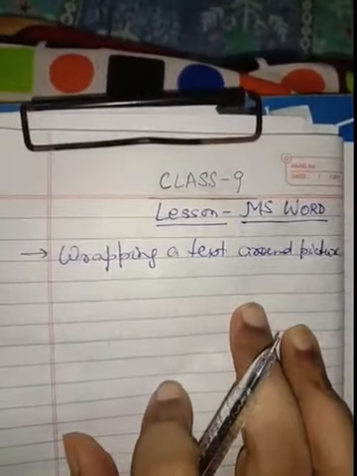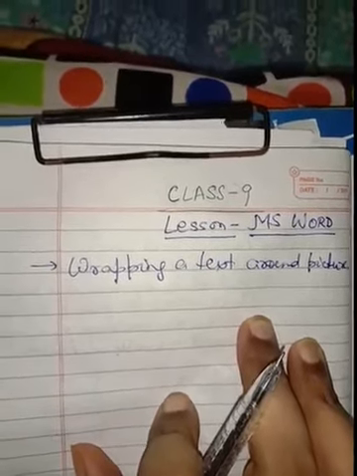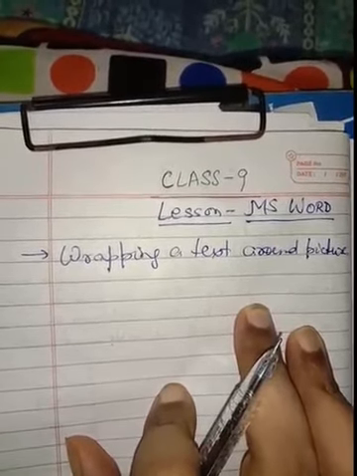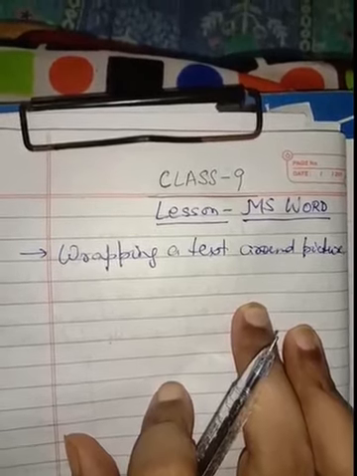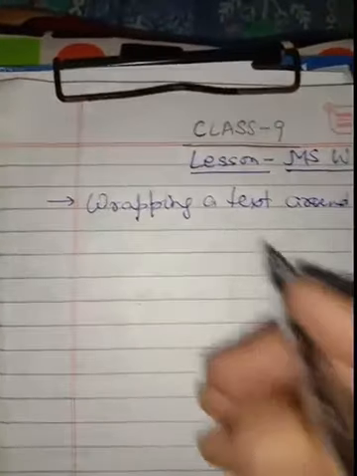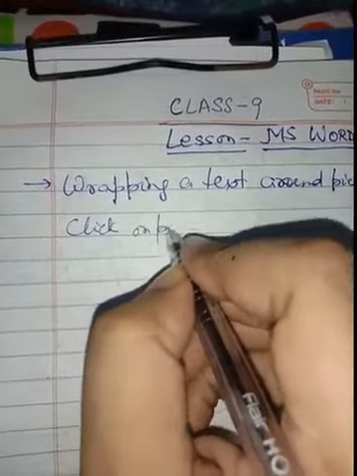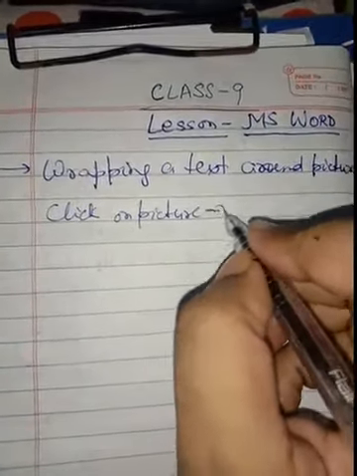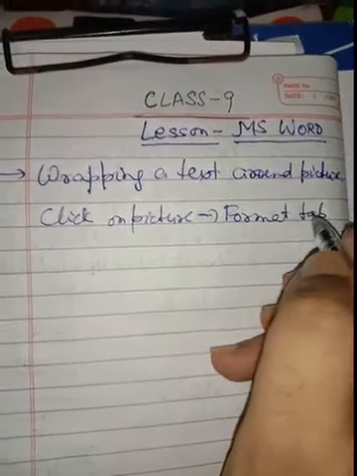Text wrap settings generally determine the relation between the text and the picture. If we want the text next to the picture in a particular way, then text wrapping on the image has to be followed. So what are the steps required? First of all, click on the picture. Next, click on the format tab, and then click on the wrap text button.